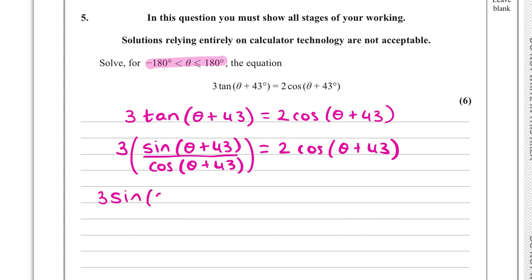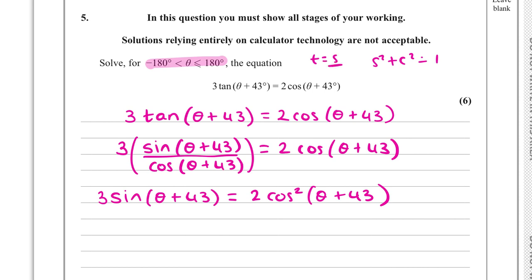Now, I can multiply both sides by cos, so I'm going to get 2 cos squared of theta plus 43. What do I know that cos squared is? Yeah, 1 minus sine squared. Why? Because sine squared plus cos squared equals 1, and tan equals sine over cos, silly cow. Okay, these are the 2 things you need to memorize. So cos squared is the same as 2 lots of 1 minus sine squared of theta plus 43.